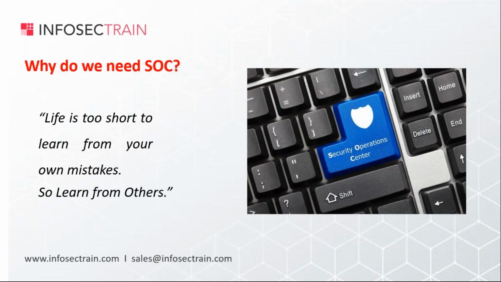So guys, let's say being a CISO, you have been given an opportunity to have an investment of $1 billion and to secure the organization 100%. So do you think that is a feasible option?